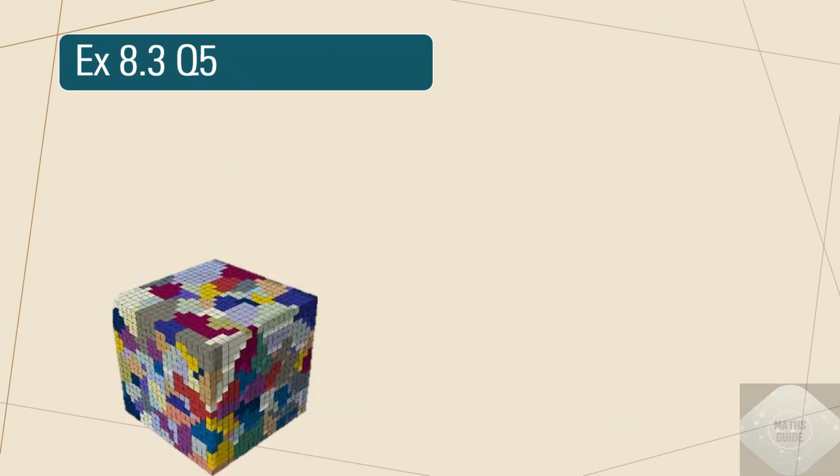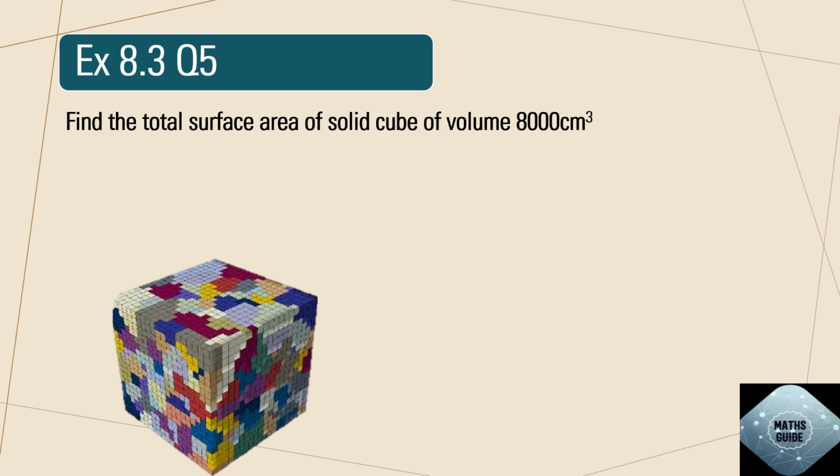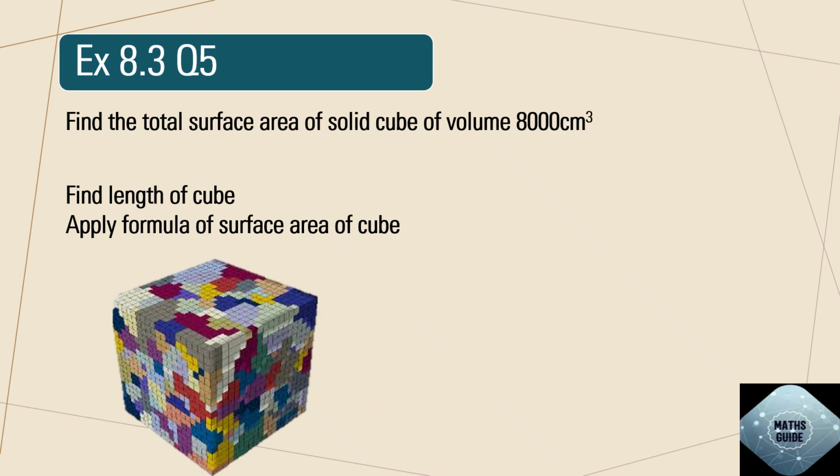Now question number 5 of exercise 8.3. Find the total surface area of the solid cube of volume 8,000 centimeter cube. Here we have a cube and only its volume is given, which is 8,000 centimeter cube, and we have to find out its total surface area. We cannot find the total surface area unless and until we find out its length. So we will find its length first, then we will find the total surface area.